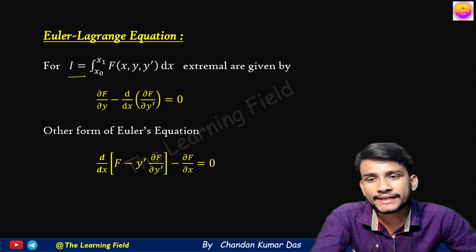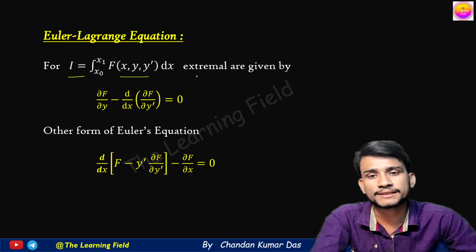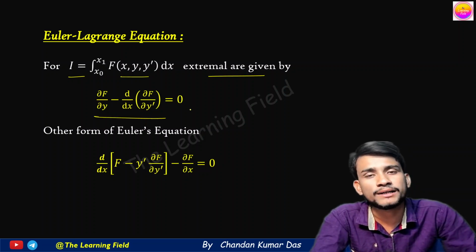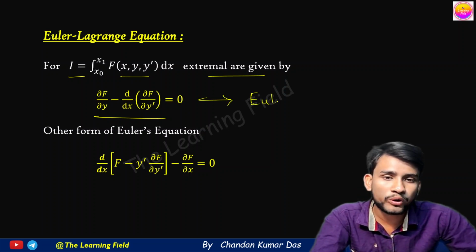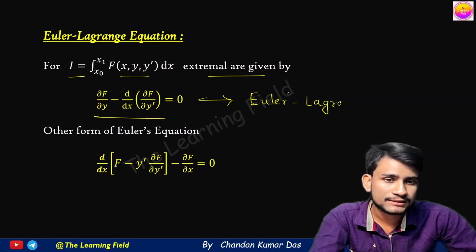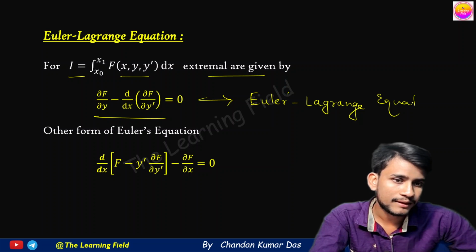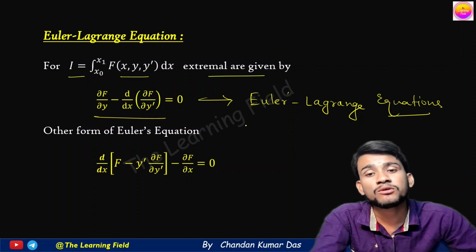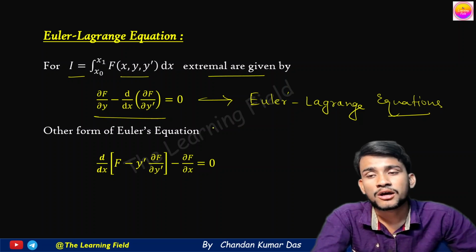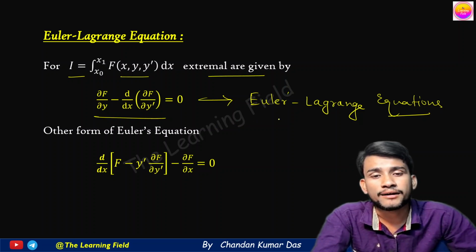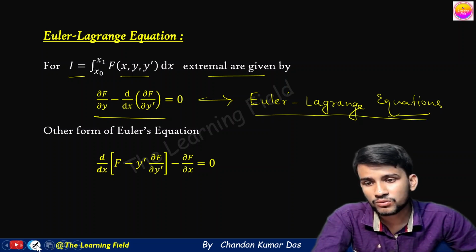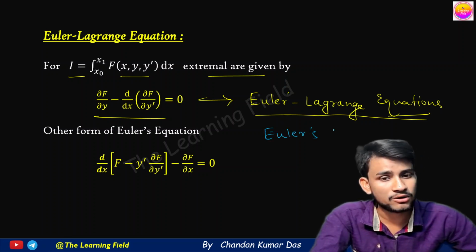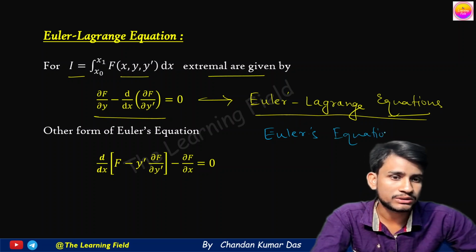Now for I equal to the integral from x0 to x1 of f(x, y, y') dx, the extremals are given by this: del f by del y minus d/dx of del f by del y' equal to 0, and this equation is known as the Euler-Lagrange equation. Using this equation we find the form of y, which we need to find the extremals. This type of question we may see in the exams. This equation is also known as Euler's equation; some books call it Euler's equation.